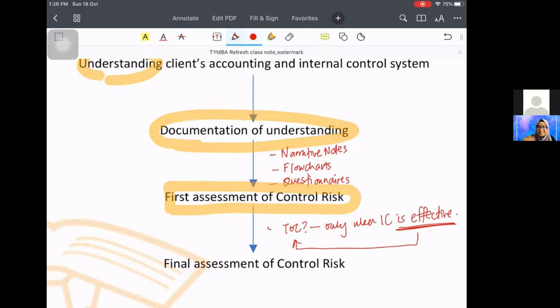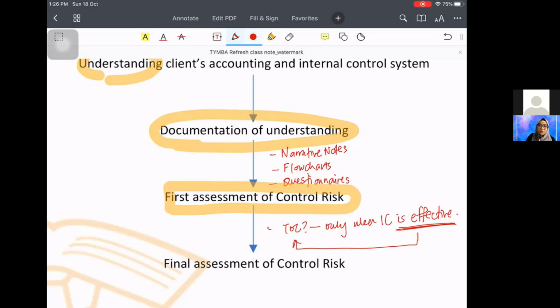So to know further, come and join my IRC in November. Whether it is how you're going to write the test of control, and what are other situations that we can have a look at in this first assessment of control risk. But the idea is we only perform test of control when the internal control is effective.